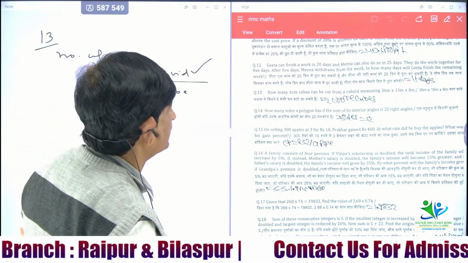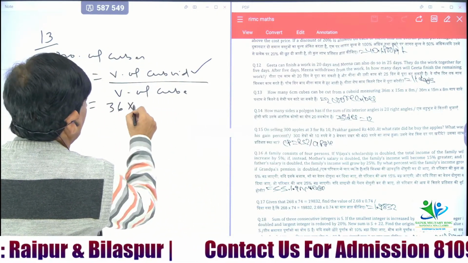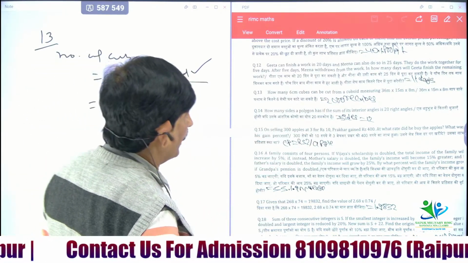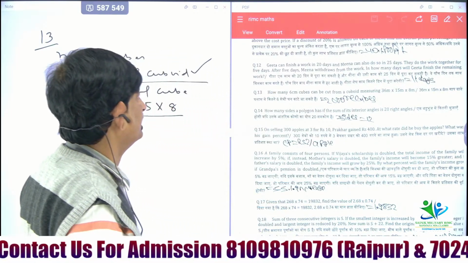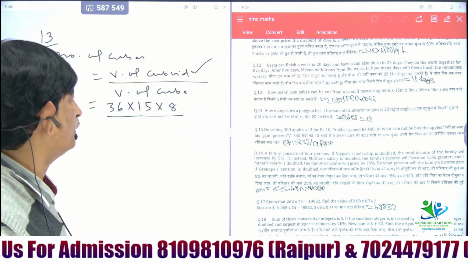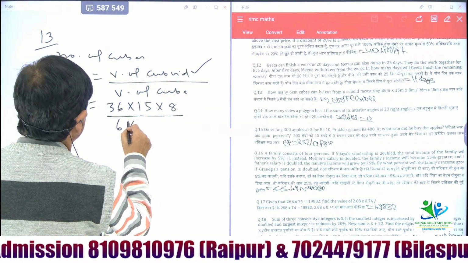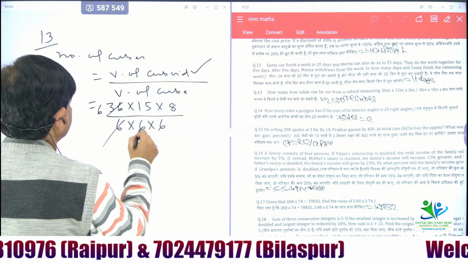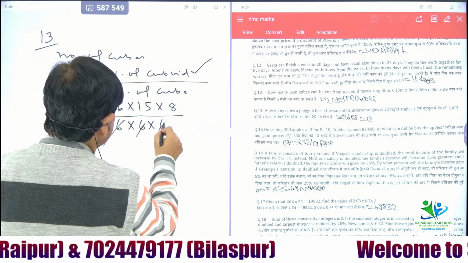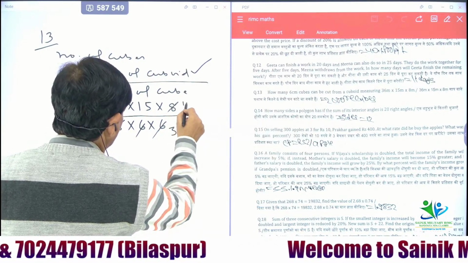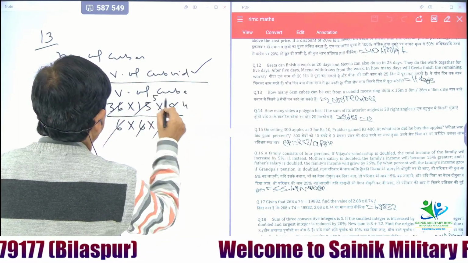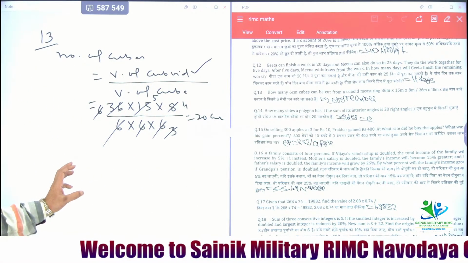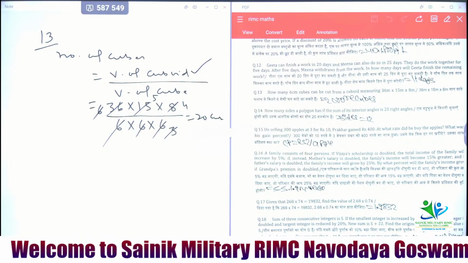Now see here, the cuboid is 36 into 15 into 8, and the measurement of cube is given. Each edge of the cube is 6 centimeter. That means volume of the cube is 6 into 6 into 6. Now cancel here, 6 also cancelled here. Now this 6 2 से cancel किया 3, here 4, 3 से ये cancel हुआ 5, and you get here 20 cubes. So for finding the number of cubes, you have to divide the volume of cuboid by volume of cube.